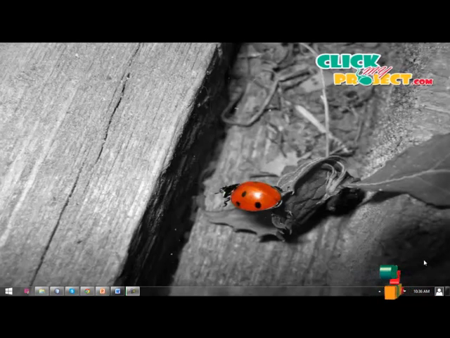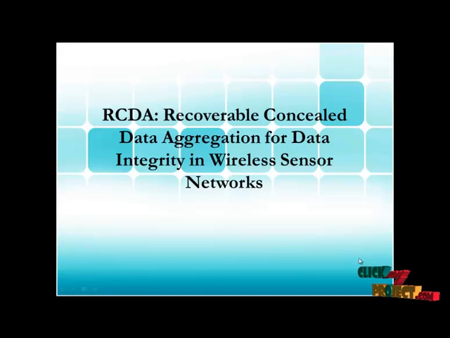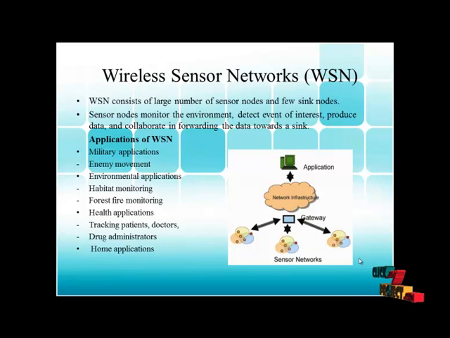Hi, welcome to clickmyproject.com. Now we are going to study RCDA, Recoverable Concealed Data Aggregation for Data Integrity in Wireless Sensor Network. Our basic domain is wireless sensor networks. A wireless sensor network consists of a large number of sensor nodes and a few sink nodes. Sensor nodes monitor the environment, detect events of interest, produce data, and collaborate in forwarding the data towards a sink.